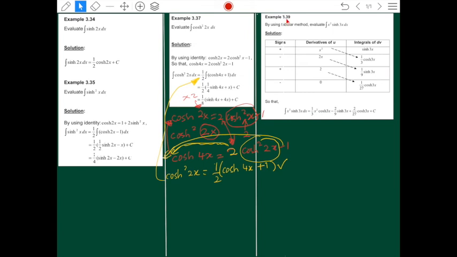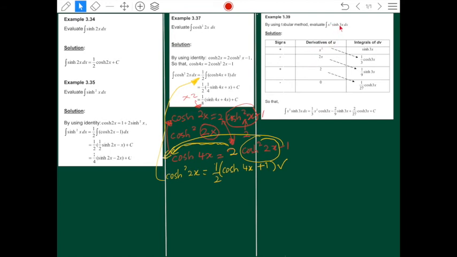The last example that we're going to discuss is example 3.39. You need to evaluate x squared hyperbolic sine 3x dx. This uses the tabular method. The question asks you to use the tabular method. Just recall the tabular method process that we have learned before. Start the sign with positive, followed by negative, and then repeat with positive and negative and so on. It depends on the derivatives of u and the integrals of dv.